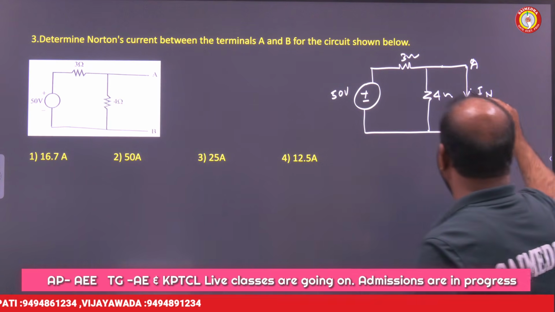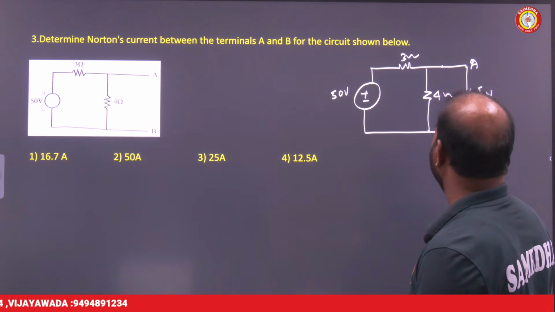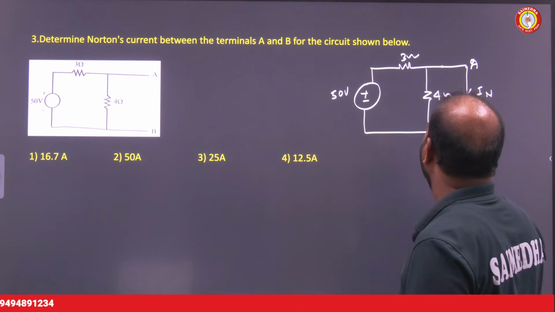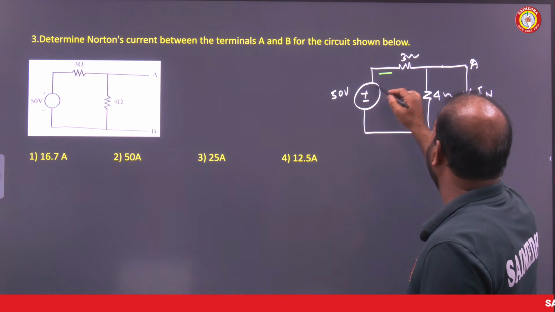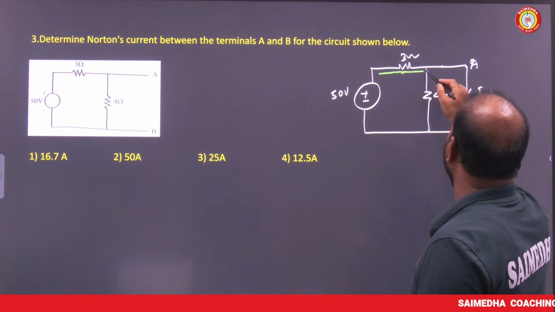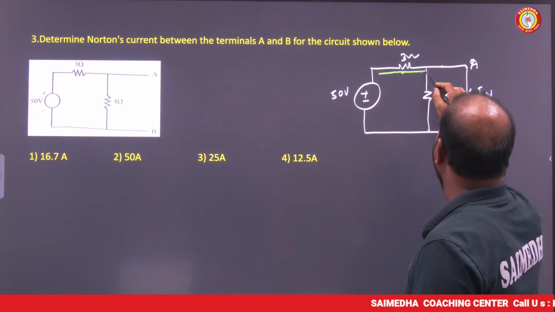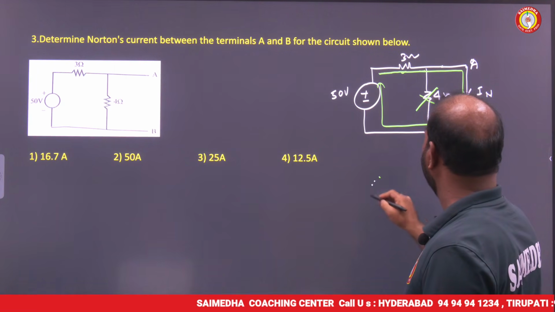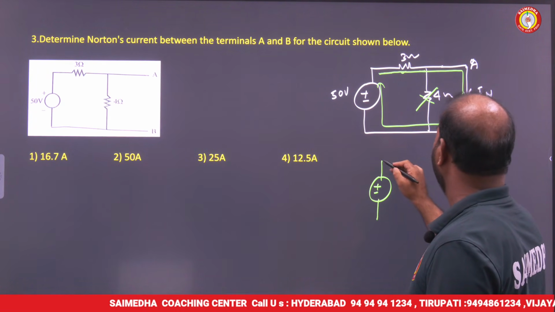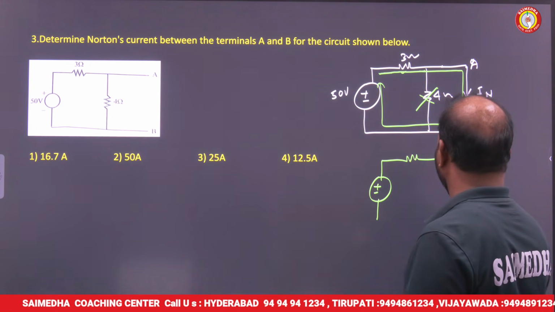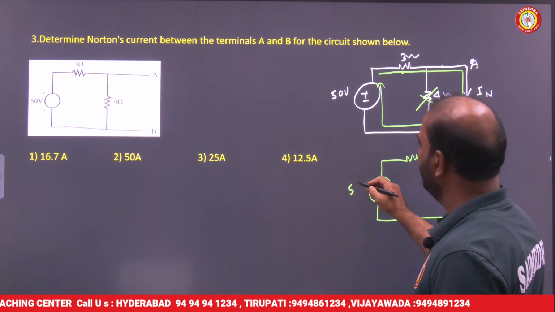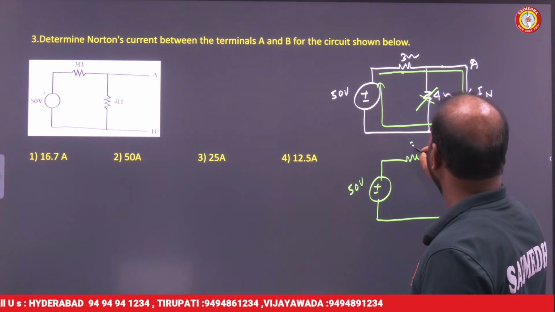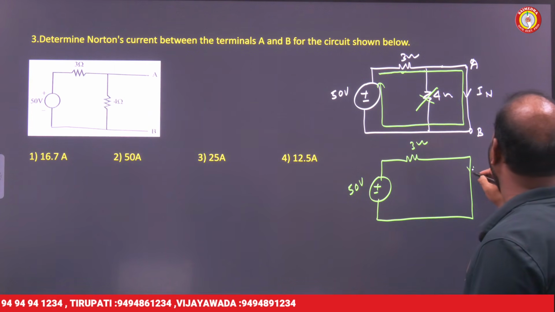It's pretty clear. Whenever a resistor is in parallel with a short circuit, the current delivered by this source will entirely flow through this short circuit only. No current will enter this path. Then the circuit will simply be like this: 50 volts and a 3 ohm resistor. Then this is what IN.